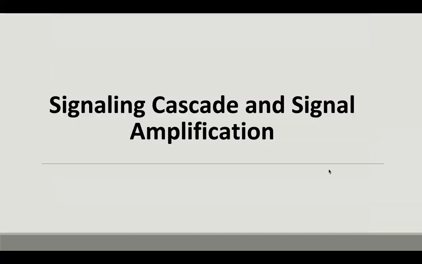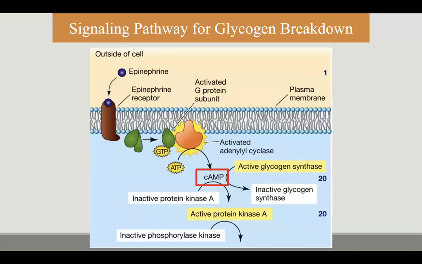So, signaling cascade and signal amplification. This is an example of how secondary messengers and G protein linked receptors all work together to create a signal transduction pathway. Epinephrine binds to this receptor. This G protein linked receptor becomes activated. It then activates adenylyl cyclase. Adenylyl cyclase converts ATP to cAMP, which is a secondary messenger. Now, cAMP makes glycogen synthase, which produces glycogen, inactive. So now glycogen will not be formed because you want to break it down.